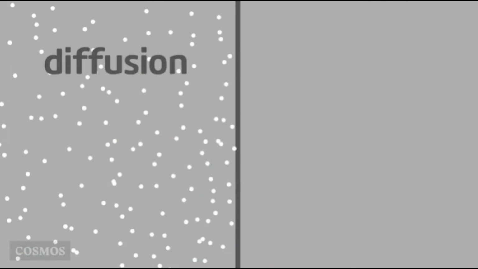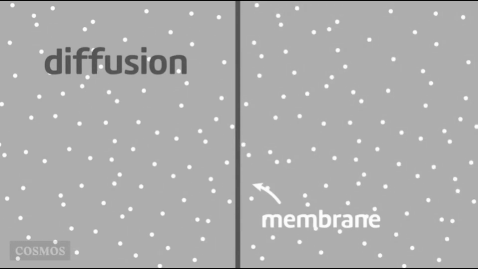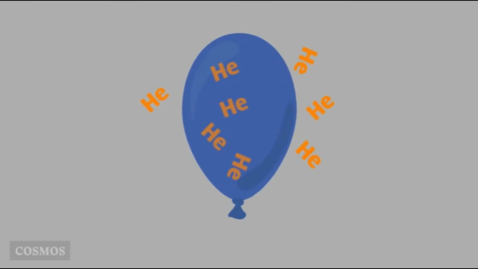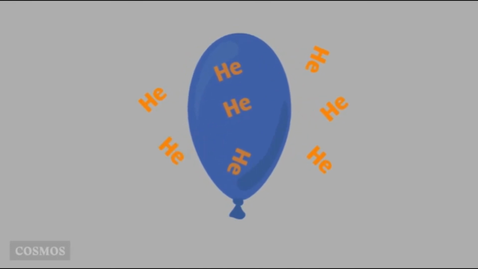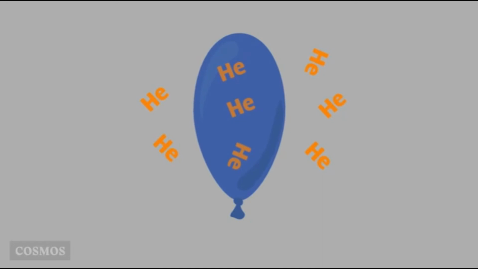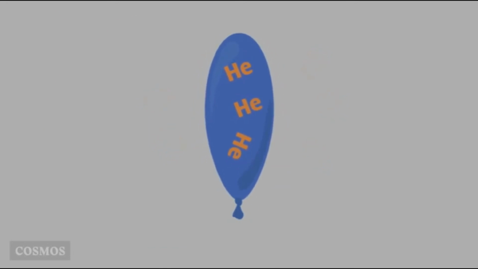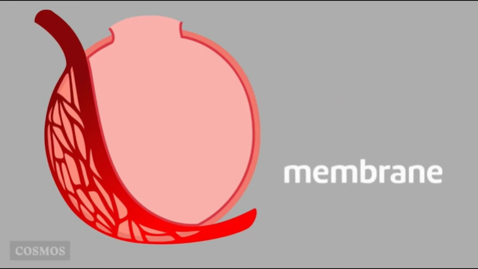Diffusion can even take place through a membrane if the particles are small enough to get through it. For example, a helium balloon that's been left for a couple of days gets smaller and softer because the helium has slowly diffused through the skin of the balloon into the surrounding air. The walls of the alveoli are membranes too, ones that oxygen and carbon dioxide can diffuse through.